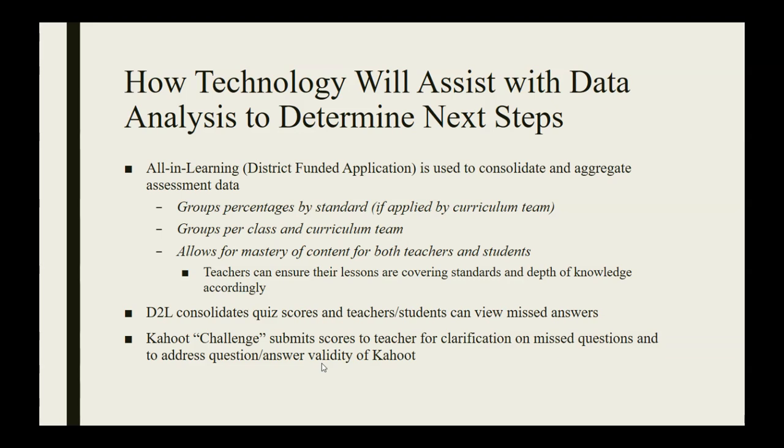Desire to Learn, or D2L, consolidates the quiz scores, and teachers can view missed answers, and students can as well. And that's another remediation tool. Lastly, the Kahoot challenge submits those scores to the teacher for clarification on any missed questions and to address any question answer validity. With Kahoot, teachers submit their own questions and answer choices. If there's a discrepancy with any of these, it will show according to the scores that all students get. If there's a low score that all students get, it may be a validity issue with the question that is asked.